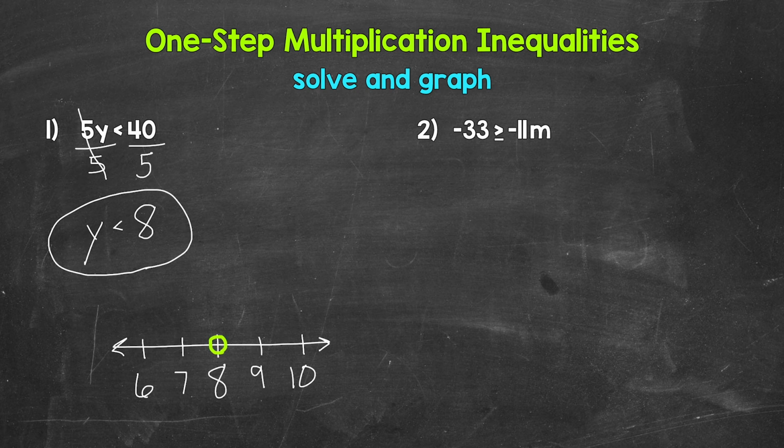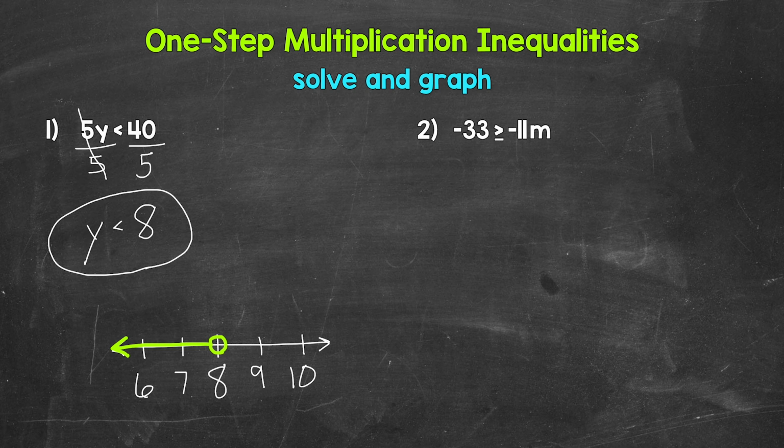And now we need to represent all of the values less than 8. So let's draw an arrow going left, the direction of everything less than 8. And that's our graph. The open circle at 8 shows that 8 is not included, and then the arrow going left represents all of the values less than 8. And one last thing we can do here is check a solution.